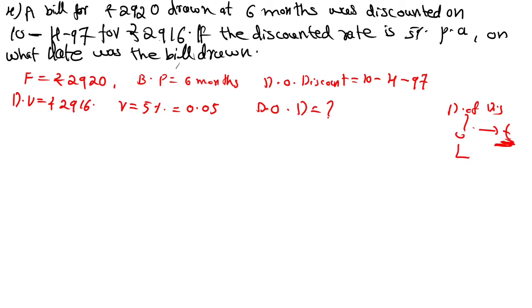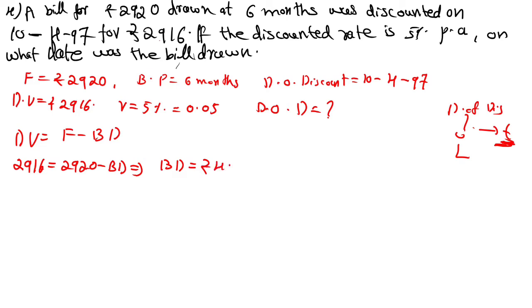So to calculate T, discounted value is given. Apply the formula. Discounted value equal to F minus BD. Discounted value, what is DV? 2,916 is equal to 2,920 minus BD. This implies banker's discount BD is equal to, if you calculate, it's very simple, you will get rupees 4. Now see, apply BD formula. BD equal to FTR. We want T, right? It's a very simple formula. Because F value is there, R value is there, BD is there, you can calculate unexpired time easily.